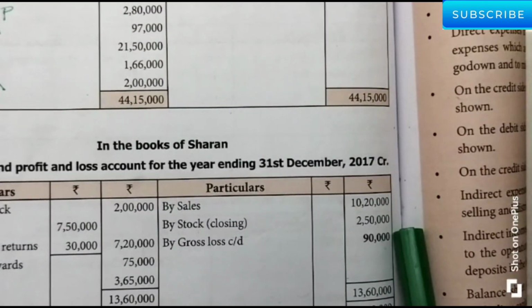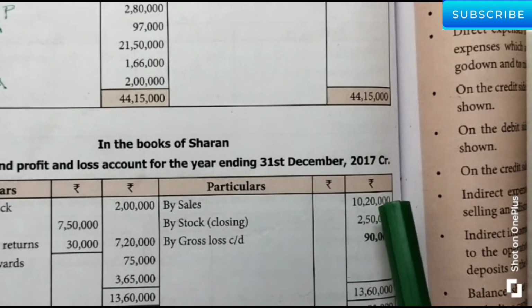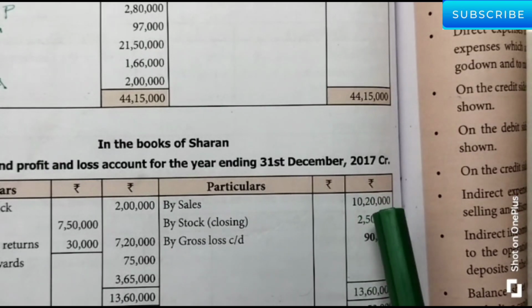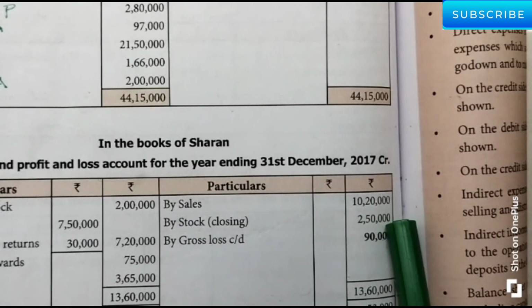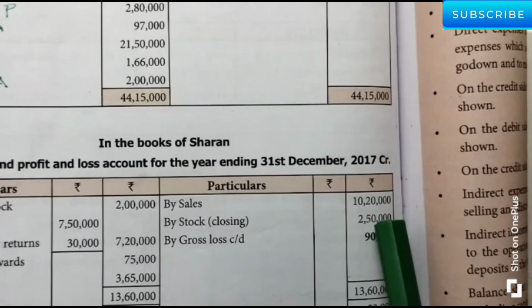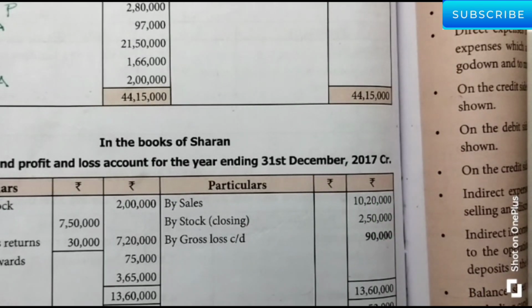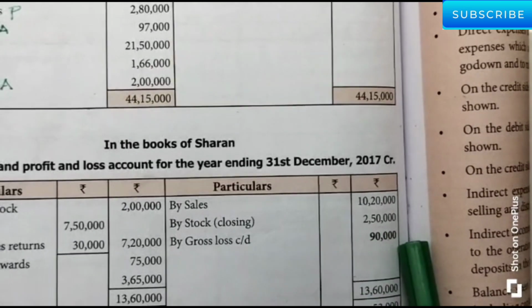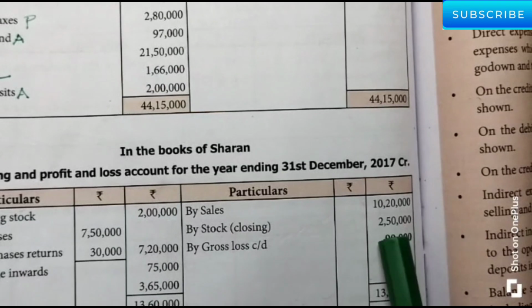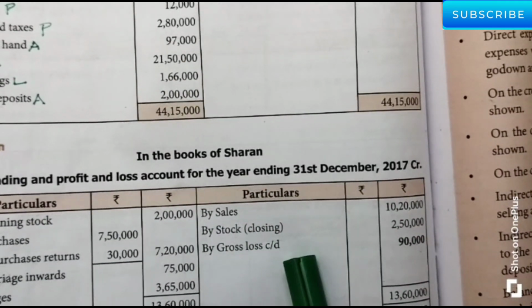For that, which side has the lesser value? Credit side has the lesser value. So we have to add the credit side values, 10,20,000 plus 2,50,000. How much rupees? 12,70,000. Okay, so we have to subtract 12,70,000 from 13,60,000. We will get the difference as 90,000. So against the 90,000 you have to write by gross loss carried down.